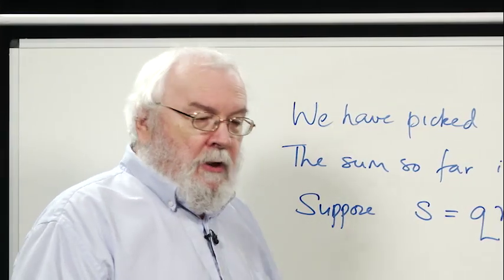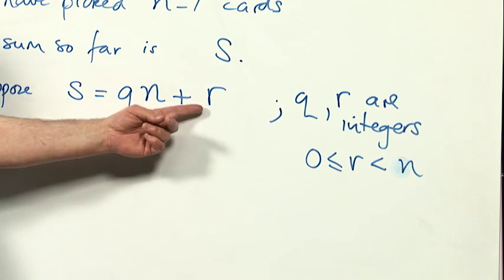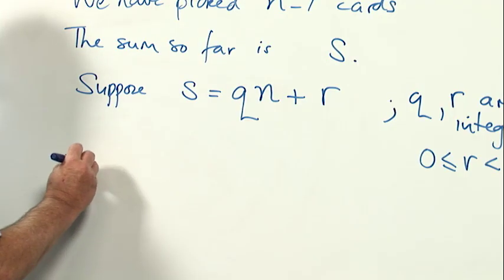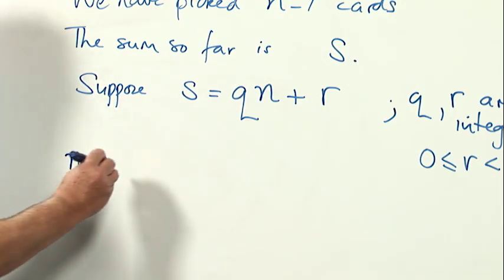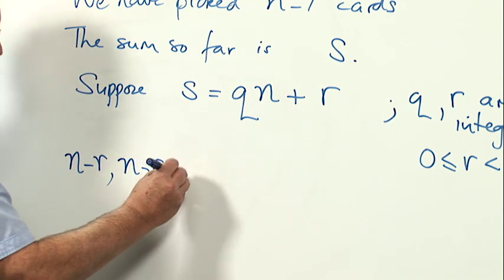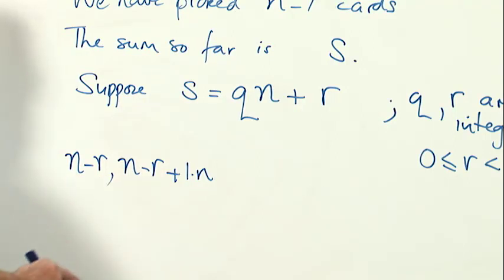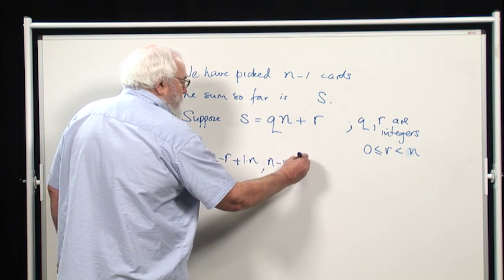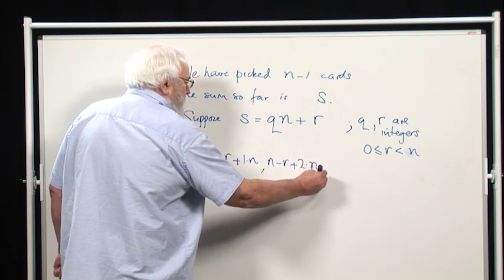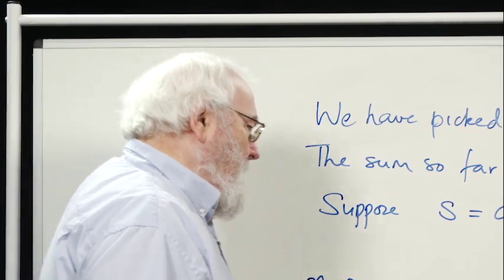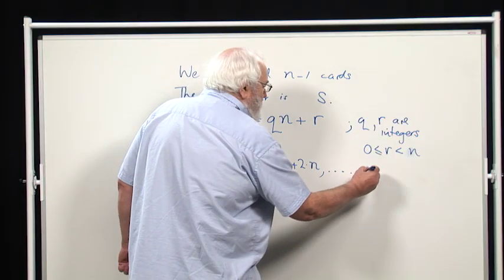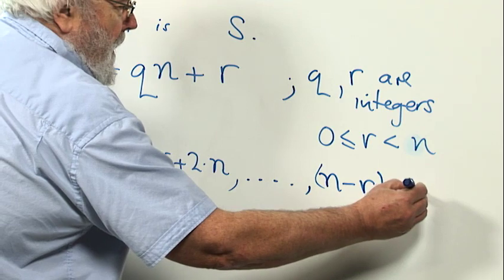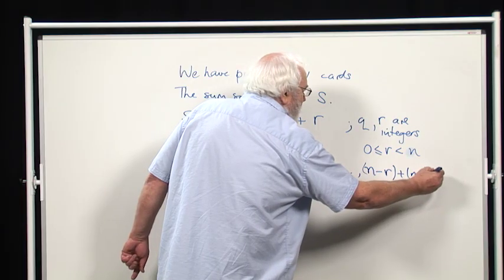So let's look at the numbers which leave n minus r on division by n. So let's write out the small ones. Well, the smallest number I might pick is n minus r, and n minus r plus 1 times n would also do. That's n minus r plus a multiple of n. And then there's n minus r plus 2 times n. And let's keep going until we get up to n minus r plus n minus 1 times n.